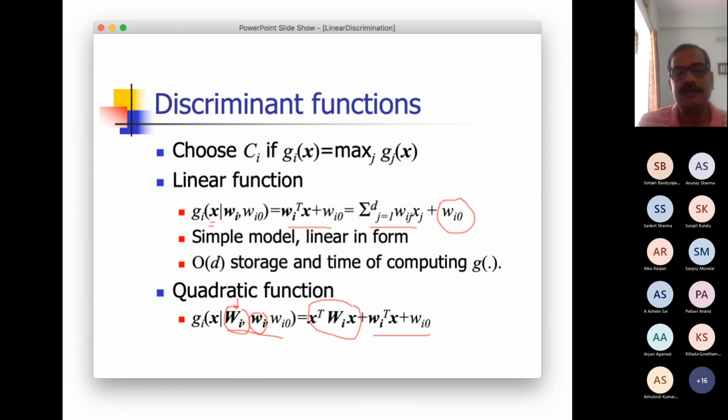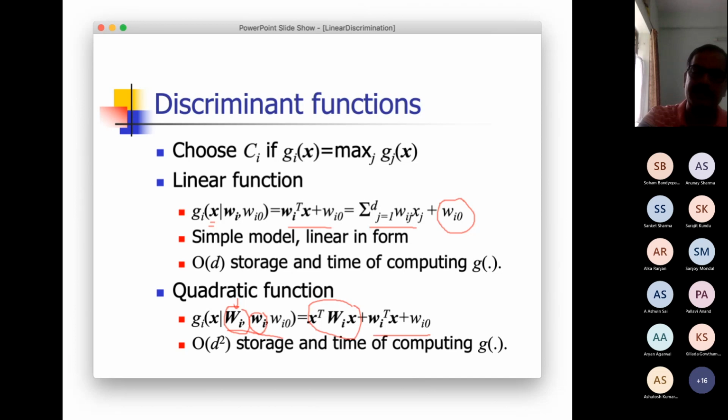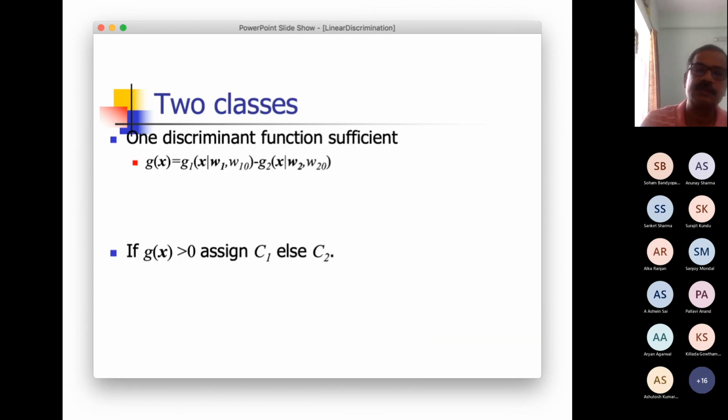So the linear function, as you understand, you have to store only d fields, d number of fields of the weight vector, and plus, of course, the bias term. So the order is d storage, and the time of computing is also of the same order d. But in this case, since you are also storing the elements of the matrix, the order is d square, and that is the same as the time of computations.